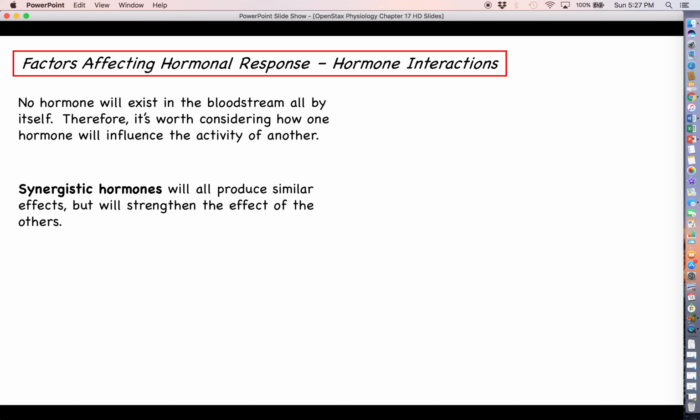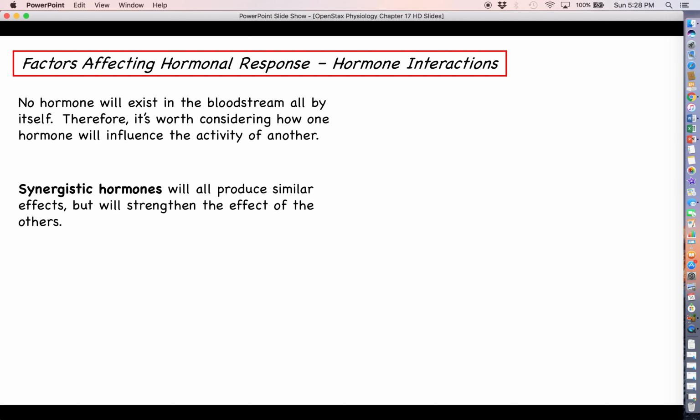So hormonal interactions come in 3 different varieties. The first is called synergism. So if we've got a set of synergistic hormones, we've got a set of different hormones that generally all do the same sort of thing, but when they're all present together, they can all produce a stronger response than each one of them would have done individually.